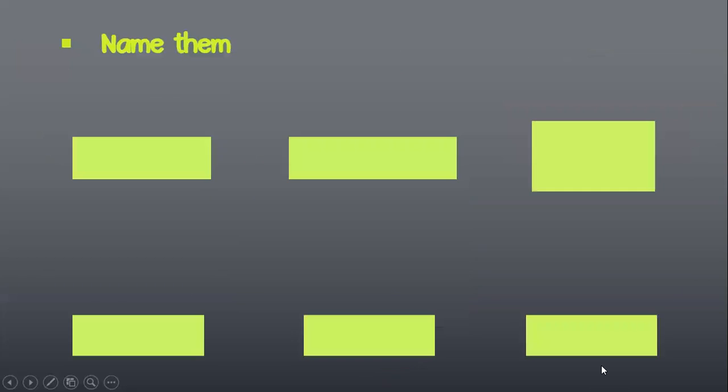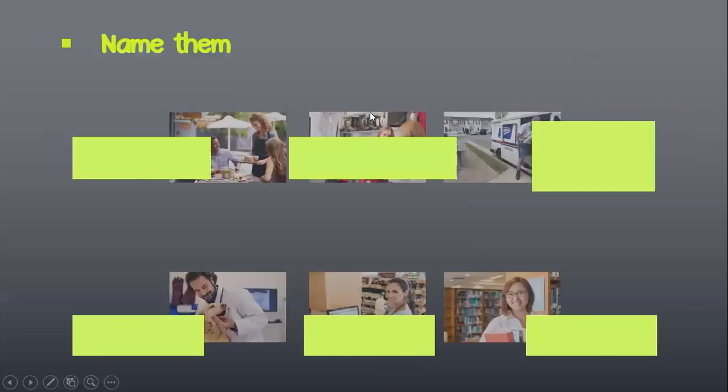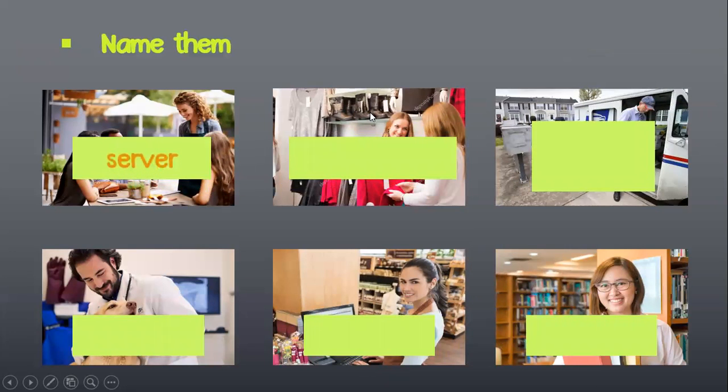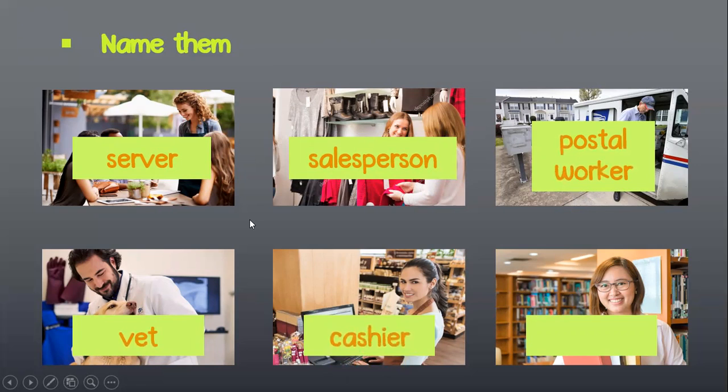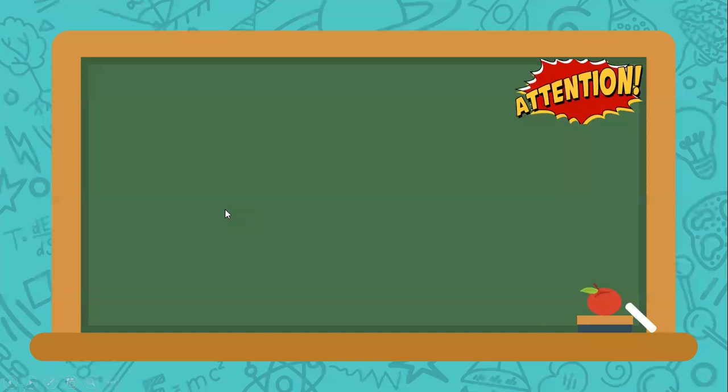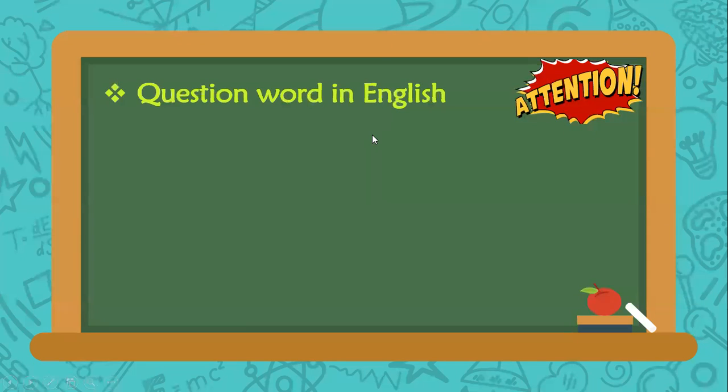Let's see. Remember the previous vocabulary, right? So here we have server, salesperson, postal worker, what else? Vet, cashier, and librarian. Well, we know those persons, but we are going to ask questions with this word.